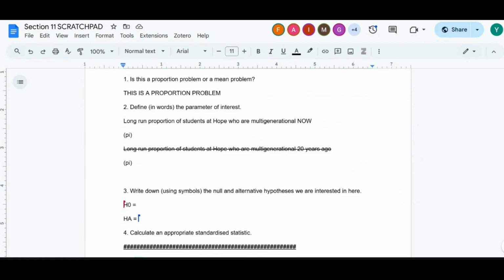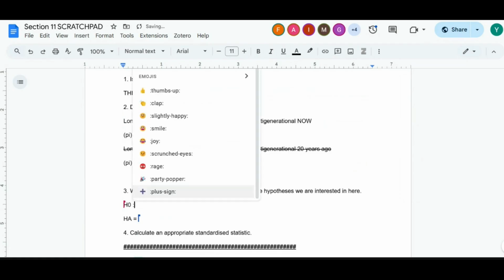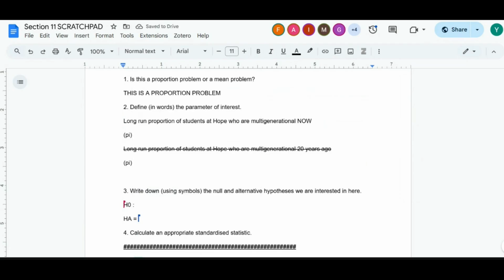So we have the null and alternative in symbols. So what does this look like? The null says what? Every time you see a null and an alternative, what's the symbol here? Pi, good. And remember, the null is always the one with the equal sign. That never changes. So what does the null say? The null says that the long run proportion of students at home for multi-generational now is what? Did you catch that?